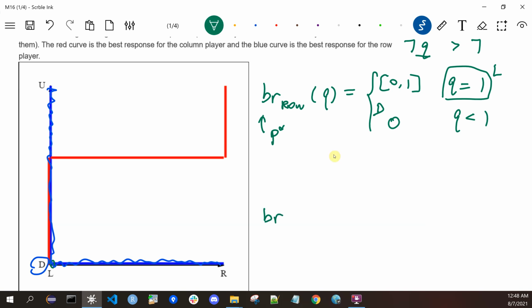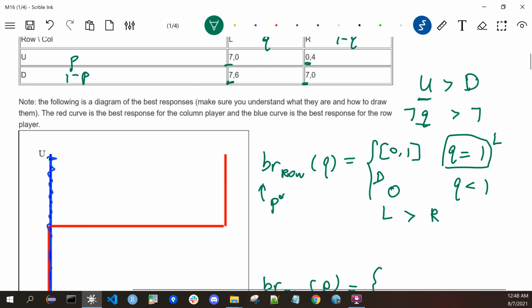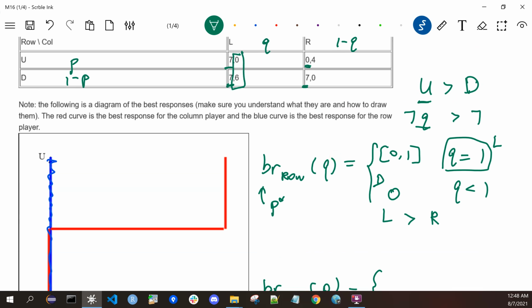And similarly, we can consider the best response of the column player, which is a function of P, and we write it as what Q value we get as the best response. So we do exactly the same thing, and we consider when we prefer L to R. So if I play L, I will get 0 with probability P, and 6 with probability 1 minus P. And if I play R, I'll get either 4 or 0, so I'll get 4 with probability P, and 0 with probability 1 minus P.